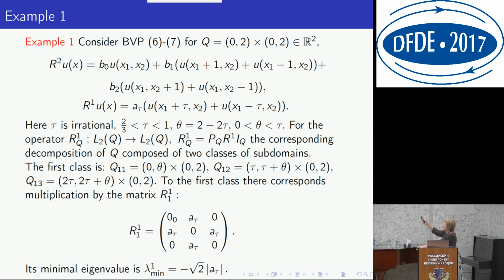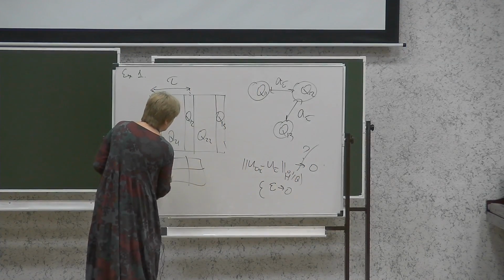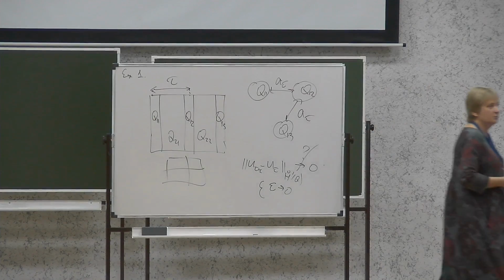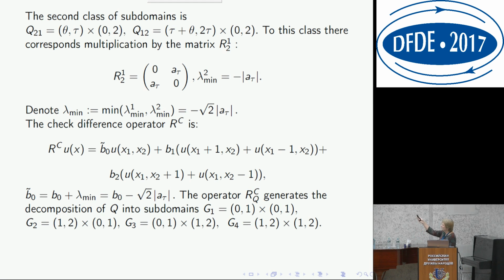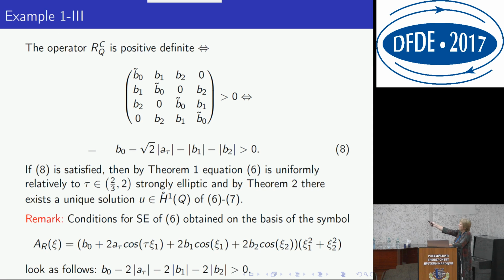Теперь переходим ко второму оператору R2, строим для него отдельное разбиение, оно существует. And we do the same for the second operator. И перекидываем мостик от первого оператора ко второму с помощью минимального лямбда. And this lambda minimal is the bridge from the first to the second operator. Контрольный проверочный оператор, RC. Тогда положительная определенность оператора с несоизмеримыми сдвигами определяется им. И это простое условие 8, это положительная определенность матрицы этого оператора. This condition 8 is the condition of positive definiteness of the matrix of this operator.